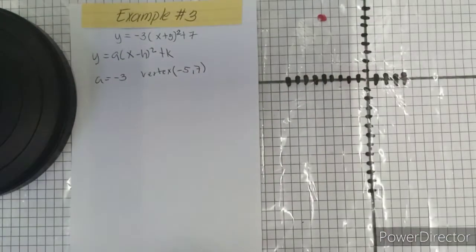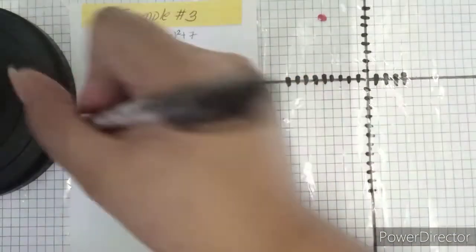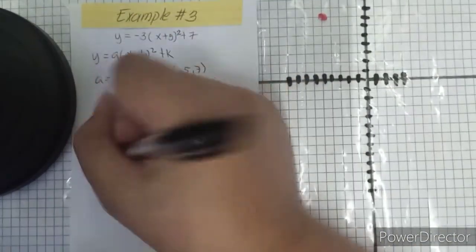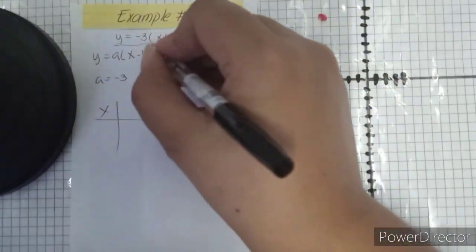Now, dito, sa example natin ngayon, sa example 3, ang ating A is negative. So, it means our parabola is opening downward. So, lahat ng movement natin ay pababa rin. Okay? So, now, let's make a table. Okay, so x. Then, kunin natin yung equation dito.